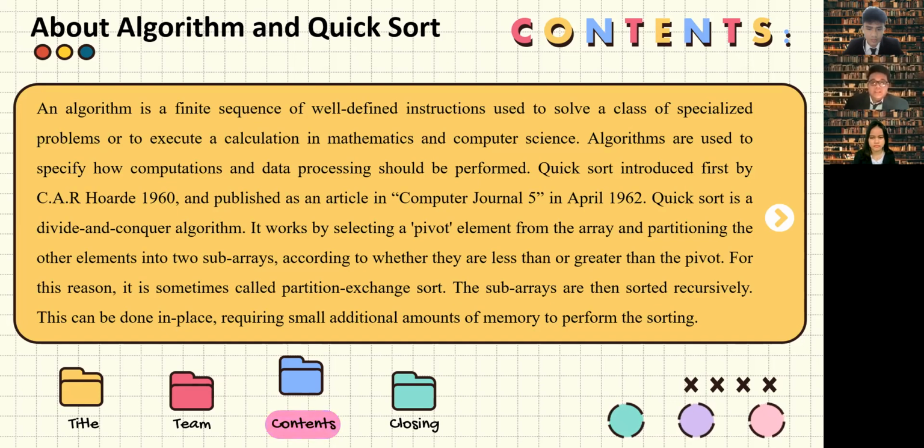It works by selecting a pivot element from the array and partitioning the other elements into two sub-arrays, according to whether they are less than or greater than the pivot. For this reason, it is sometimes called partition exchange sort. The sub-arrays are then sorted recursively. This can be done in place, requiring small additional amounts of memory to perform the sorting.